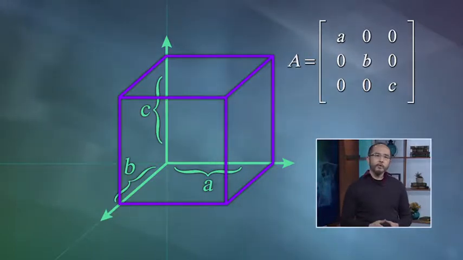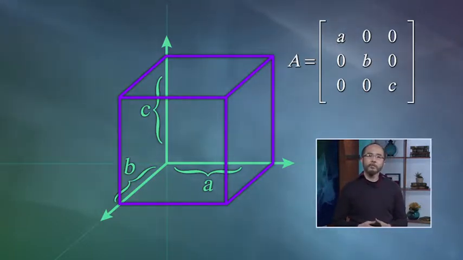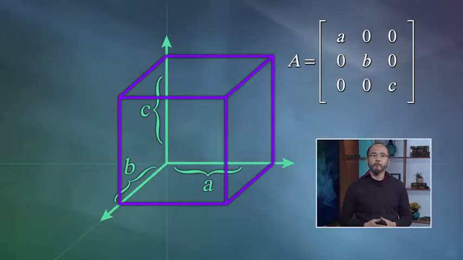And if c were 0, the volume of the box would be 0 since it has no height. But the determinant will also be a times b times 0, which is 0. And if the matrix were the identity matrix, then the box would be a unit cube with volume 1, which jibes with the identity matrix having determinant 1.